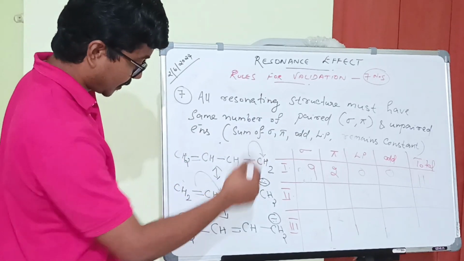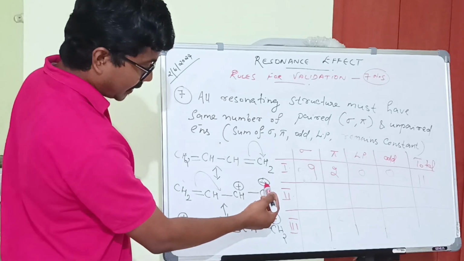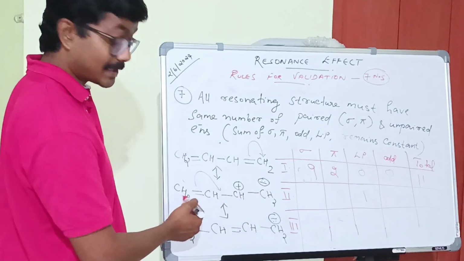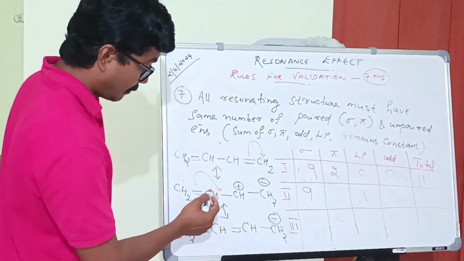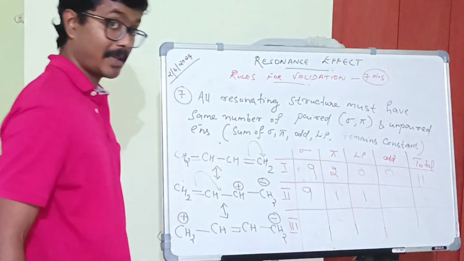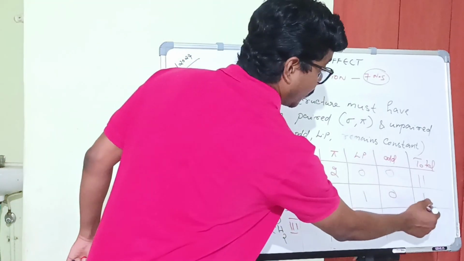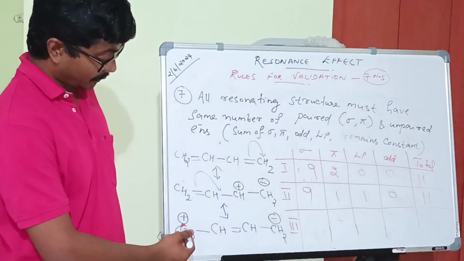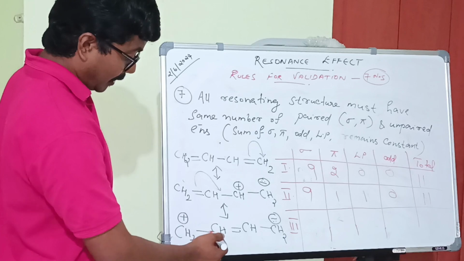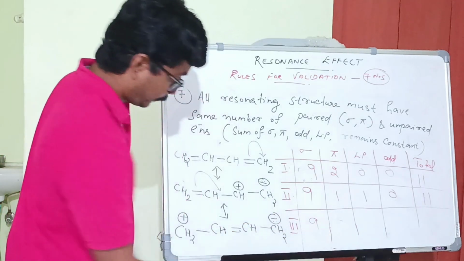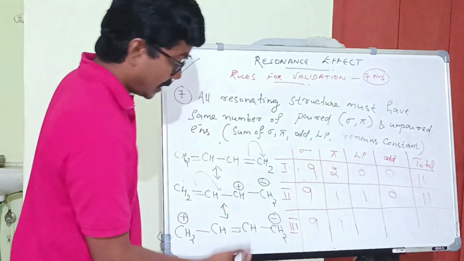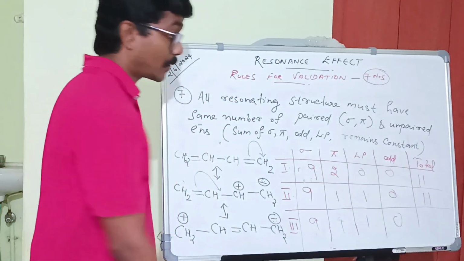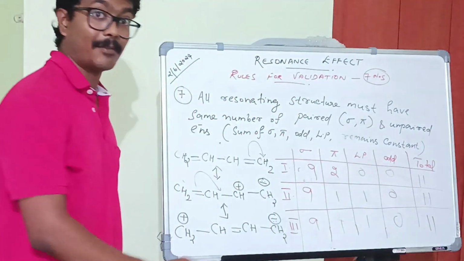Let's consider the second structure. Here, additionally, one lone pair is there. The number of sigma bonds is the same, 9, but the pi bond is reduced to 1. No odd electron. So the total for this resonating structure is 11, the same. Now the third resonating structure: the number of sigma bonds is the same, 9. The number of pi bonds is only 1. And the number of lone pairs is again 1. No free radical or odd electron. And the total is 11.